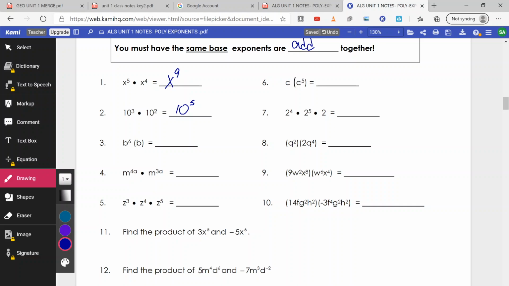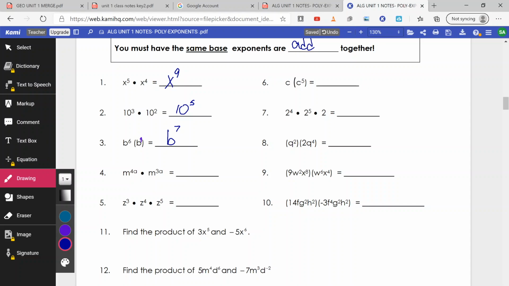Number 3, b to the sixth times b. Again, common view. Here we have no exponent listed, but as long as I have the solid letter here, the b, we have an exponent of 1. So all I have to do is add 6 plus 1. Gives me a new exponent of 7.